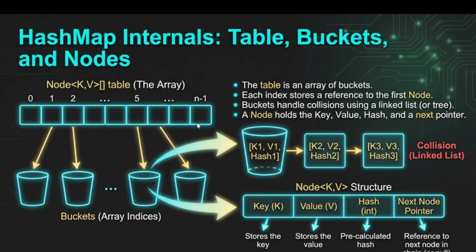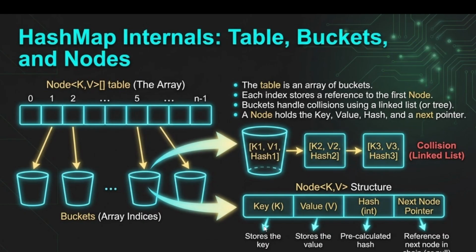This is called the table. Each index, suppose 1, 2, is called a bucket. In this bucket, the node will be inserted. So this is an array of nodes, and each one is called a node. Here each index is called a bucket, and in this bucket the node will be created. A node is one kind of linked list, so each index here will be a linked list.